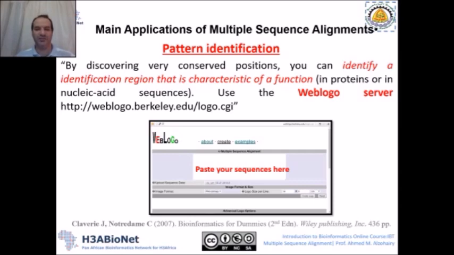Another thing is pattern identification. By discovering very conserved positions, you can of course identify a region that is characteristic of a function, and that's very important. And you can do that to extract some pattern by using some programs like WebLogo. As you see here, you can use the WebLogo server to put in your sequence, and it will do the rest. It will show you the places where sequences are conserved, and of course any pattern that you can extract from your sequence.